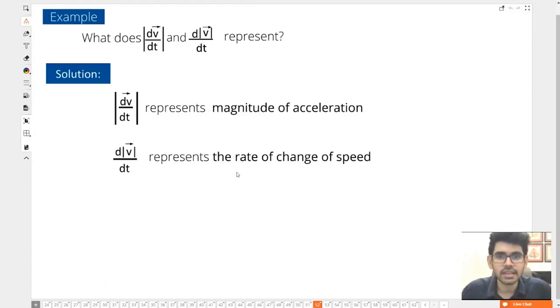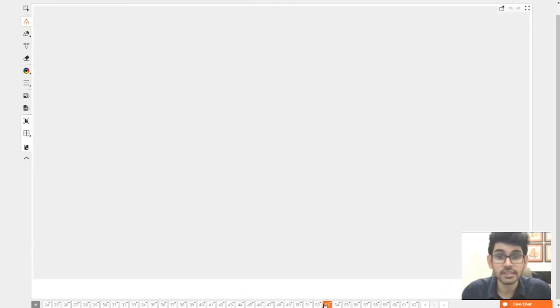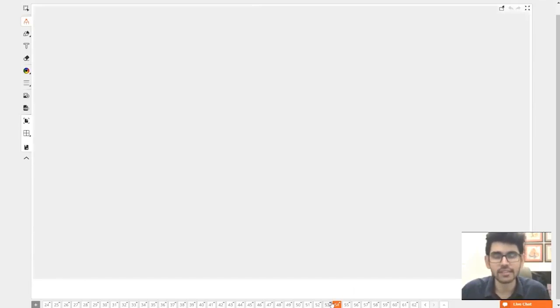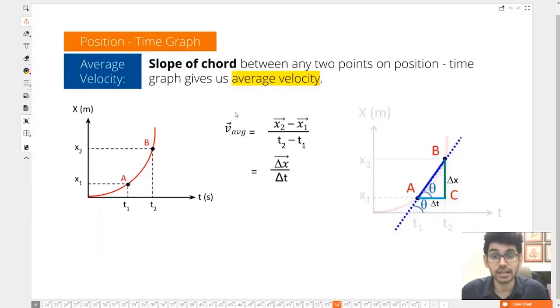So this represents the magnitude of acceleration, the rate of change of speed. Now let's have a look at this. Please focus on the session, not on the video. Graphs: position with respect to time. Position-time graphs. How to find the average and instantaneous velocity from position-time graphs. We'll also have a good understanding of this.